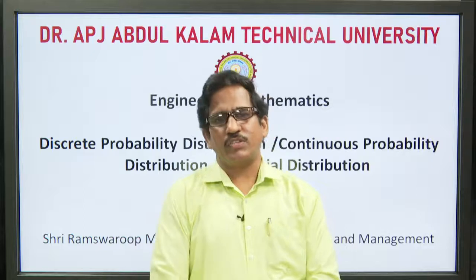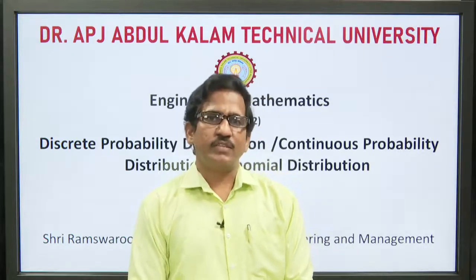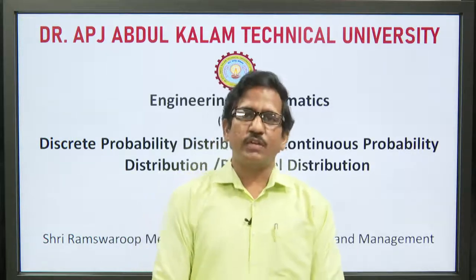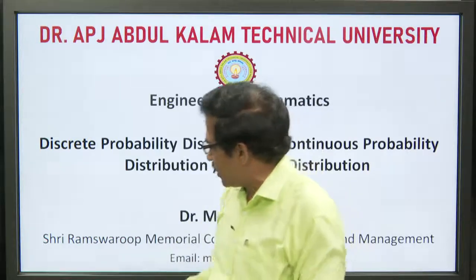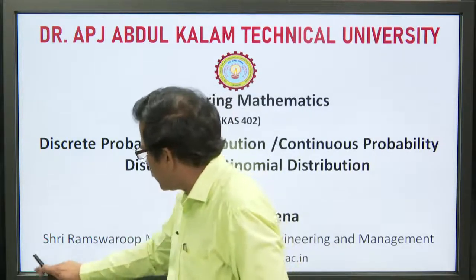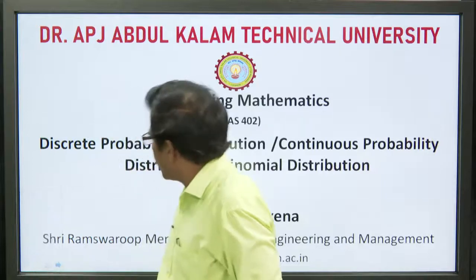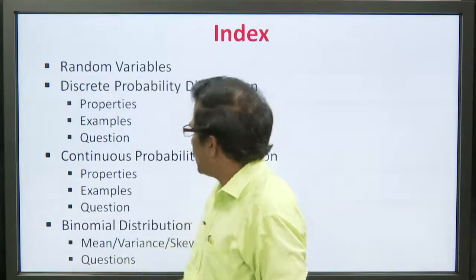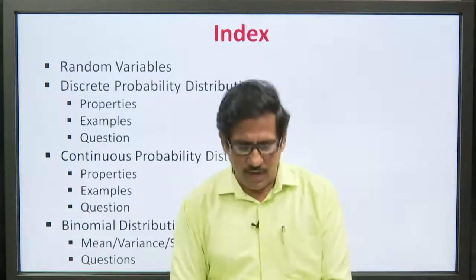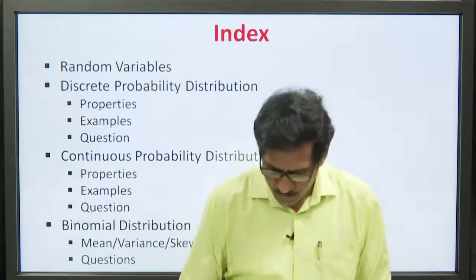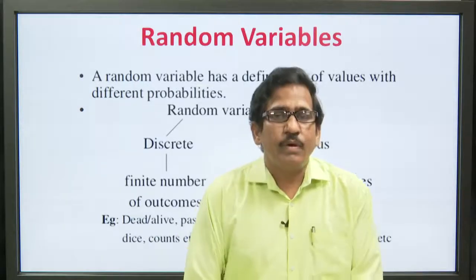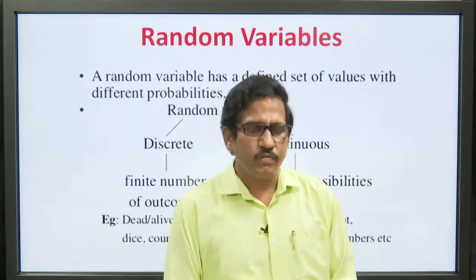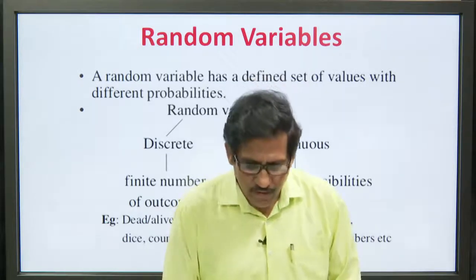In this particular lecture, we would study three topics: discrete probability distribution, continuous probability distribution and binomial distribution. These are the topics which we are going to cover in this lecture. Now, before going to these topics, we must know what random variables are.